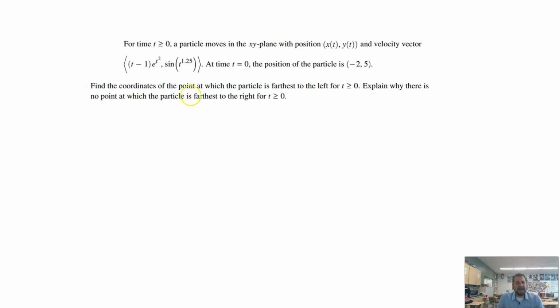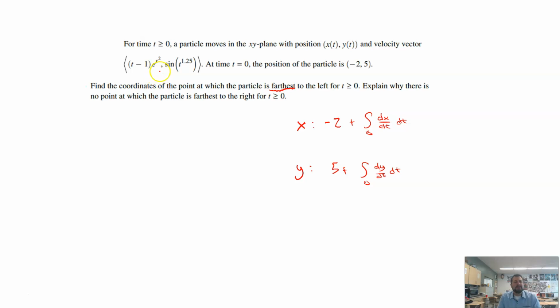Letter C says find the coordinates of the point at which the particle is furthest to the left. And then there's more to this problem. In the end, I'm going to have to find an x value and a y value. To find those, I take my initial x value plus the integral from 0 to the time we want, which we don't know yet, of dx/dt. For the y value, we do exactly the same thing with the integral of dy/dt, with a dt on the end as well. So the thing we need to worry about is what is the time that the particle is farthest to the left?